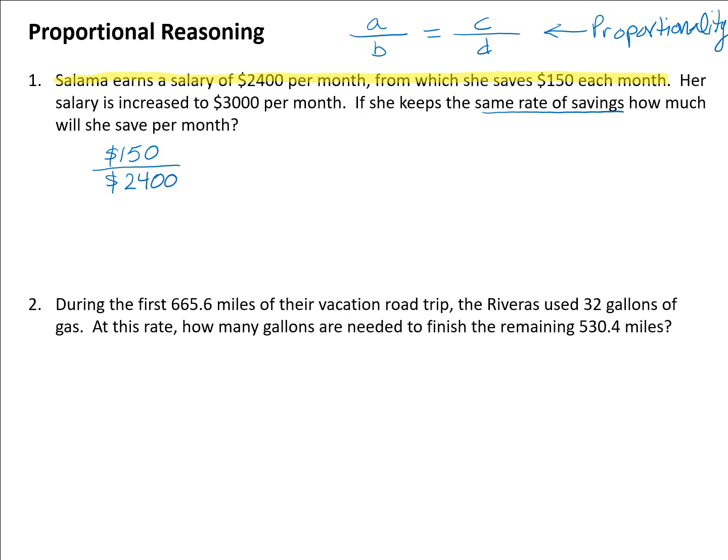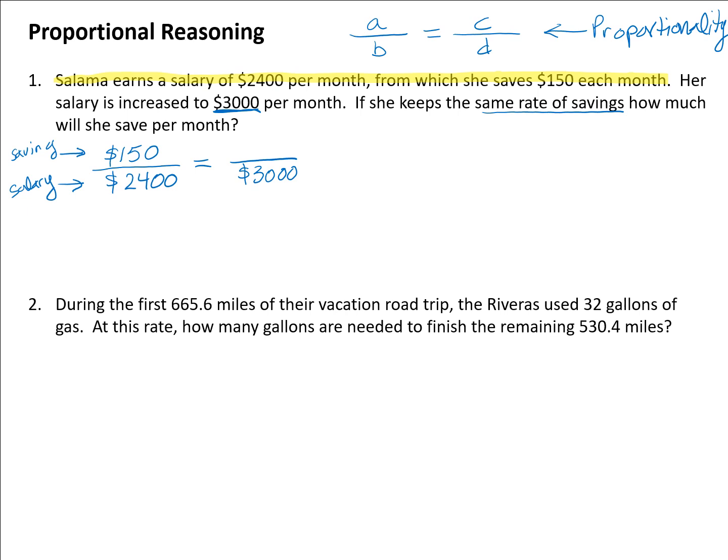Now her salary is increasing to $3,000. So what I want to achieve is I want to achieve a situation where my new ratio or rate is the same as what I had before. To do that, I need to set up the rate the same way or the ratio the same way, depending on the situation. So remember, we had the savings in the numerator and we had the salary in the denominator. So when we create our second ratio, we want to set it up the same way. So the salary is now 3,000. So think about where the salary was in the first ratio. It was in the denominator. So we want to put the salary of $3,000 in the denominator.